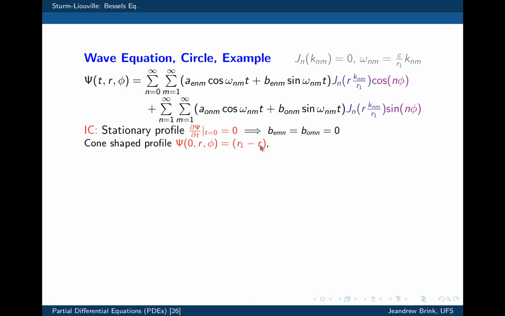When r equals 0, I've chosen the height to be exactly the diameter of the drum. It's just a specific example. If r equals r1, then the thing is 0. That's required because your initial condition also has to satisfy the boundary conditions. Otherwise, you're still going to get an answer.